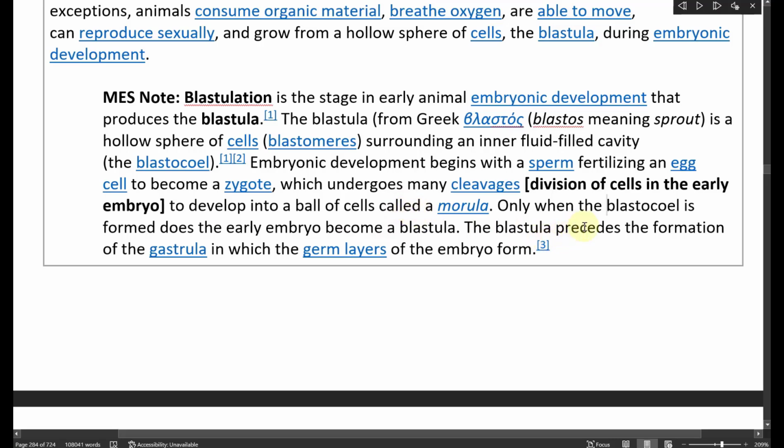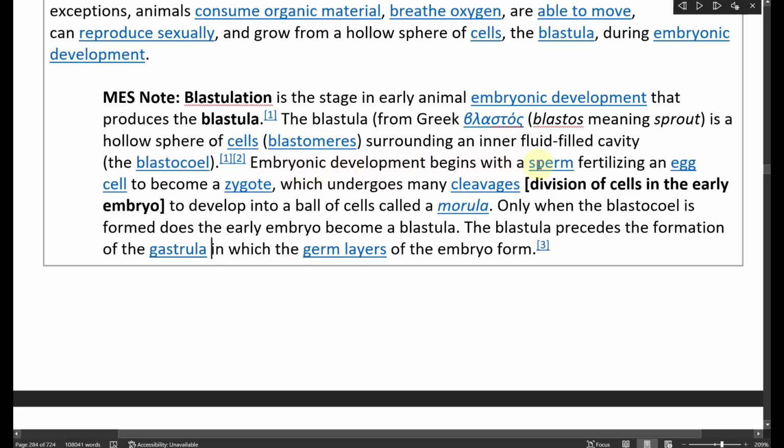The blastula precedes the formation of the gastrula, in which the germ layers of the embryo form. Alright, so let's look at that again closely. So you have the blastula is a hollow sphere of cells surrounding an inner fluid cavity called the blastocele.